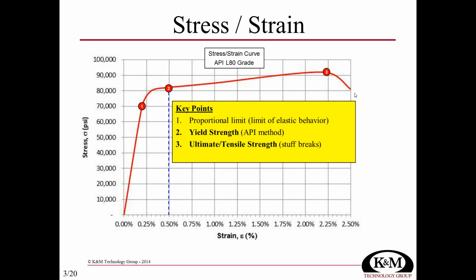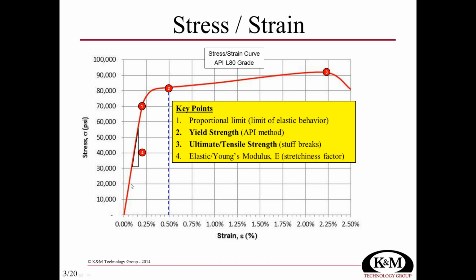Notice that the ultimate strength is quite a bit higher than the yield strength, and also quite a bit higher than the proportional limit. So when we say that we have put a certain amount of stress on the pipe, just because it's right at the yield strength, that doesn't necessarily mean the pipe's going to break. It means that it will certainly deform plastically, but it doesn't break until we get out to this point.